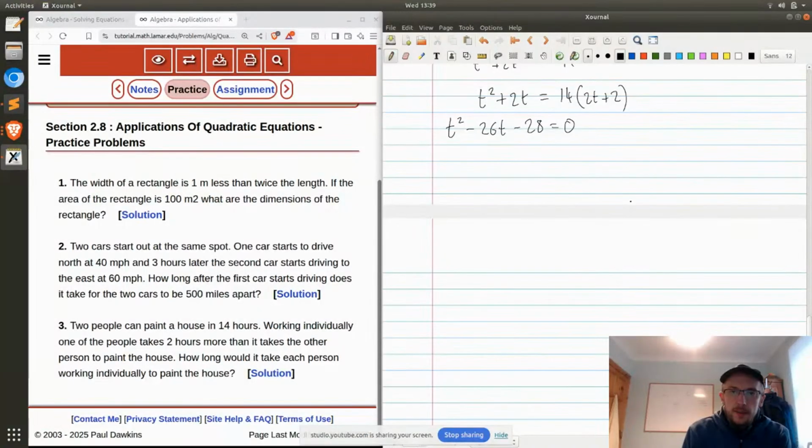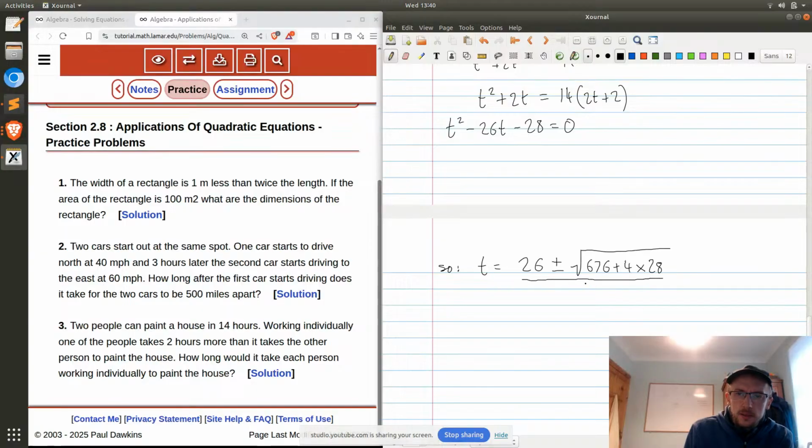You have to use formula, don't you? So T is 26 plus or minus, I'll consider that in just a second, the square root of 676, no, it'll be plus, it'll be plus, 4 times 1 times 28, all divided by 2.